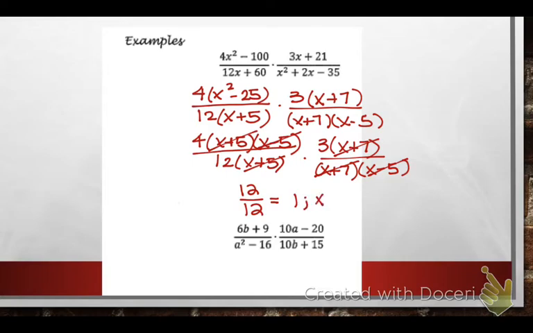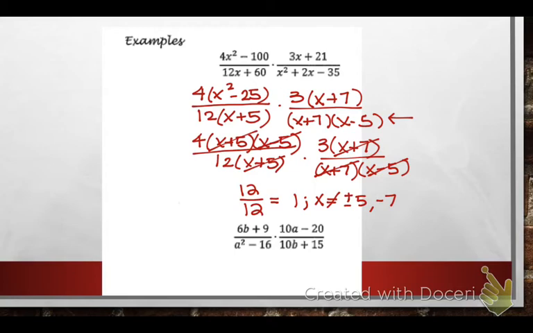And then our domain restrictions, again, are going to be from the original. So we're going to go back here and look. x cannot be equal to positive and negative 5 or negative 7, because those are the three that we would have in the denominator.